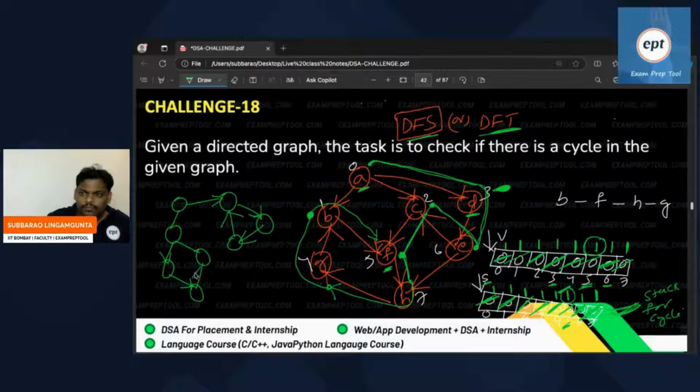Now see. It is A, it is B, it is C, it is D, it is E, it is F, it is G, and it is H. This is the graph. Everyone observe.